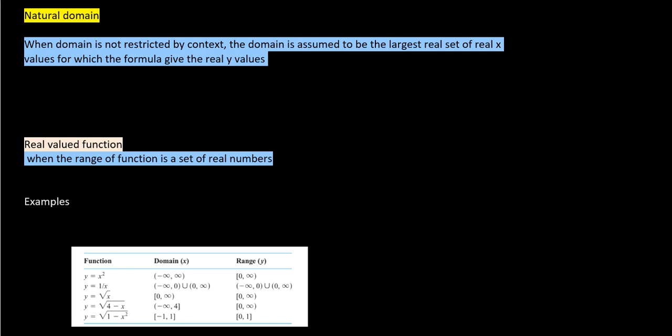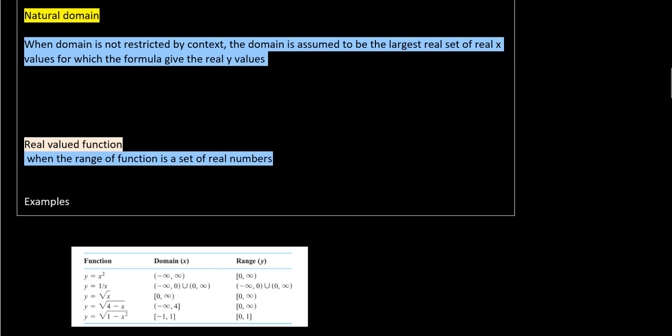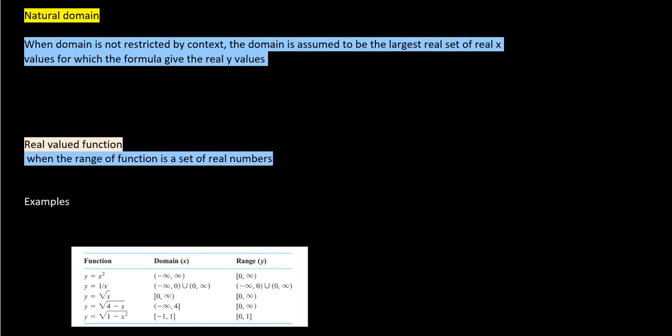In this video, we will discuss the definitions and examples of functions. Natural domain and real valued function. When the domain is not restricted by context, the domain is assumed to be the largest set of real numbers, the real x values for which the formula gives real y values.